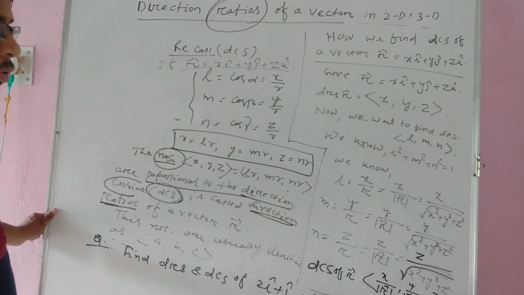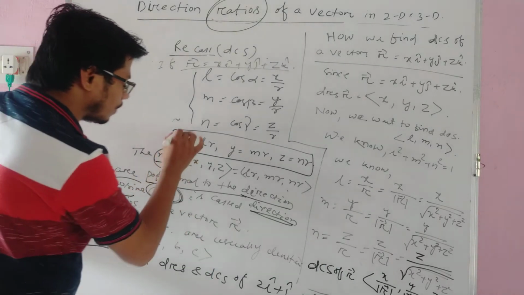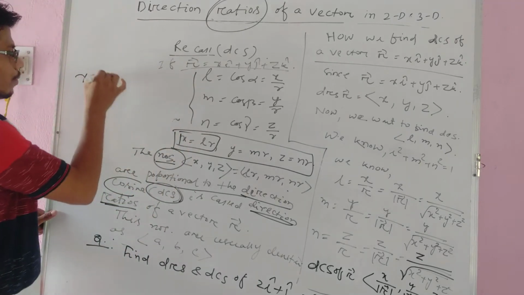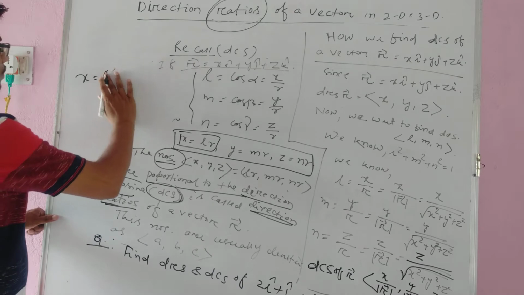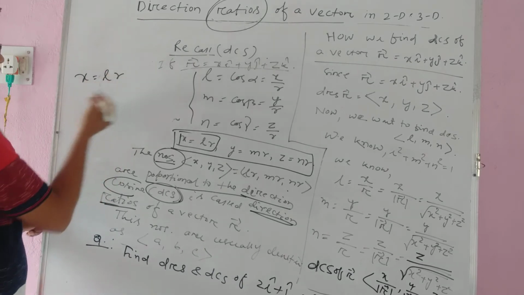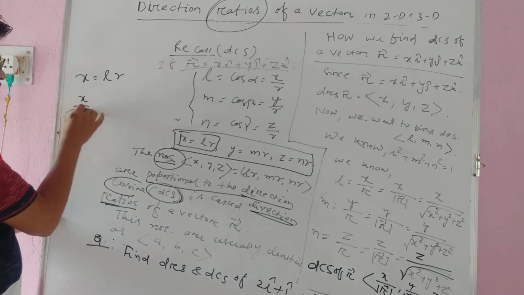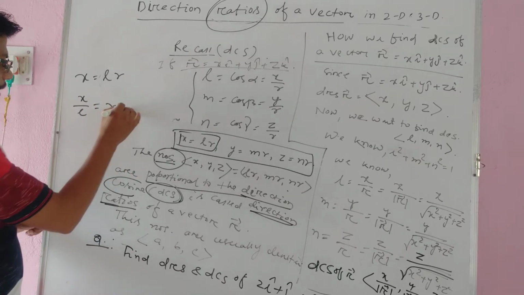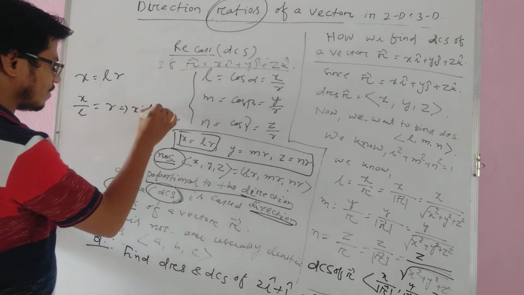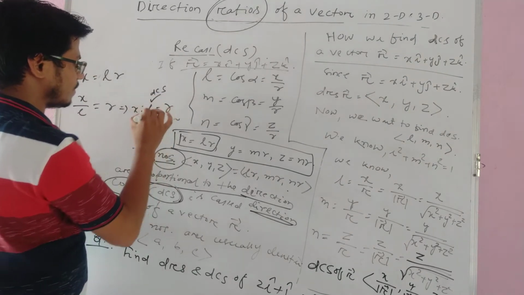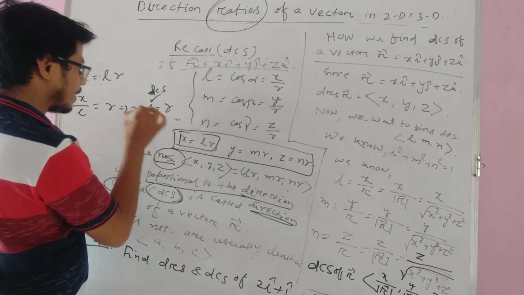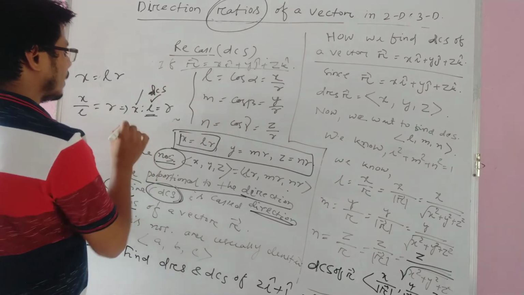What is the meaning of proportional? Suppose from this relation x is equal to L into r. Now what is x by L equal to? r. That implies x is to L is equal to r. That means this DC is proportional to this number.